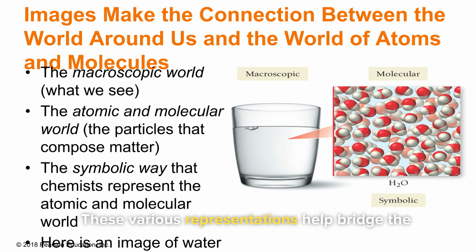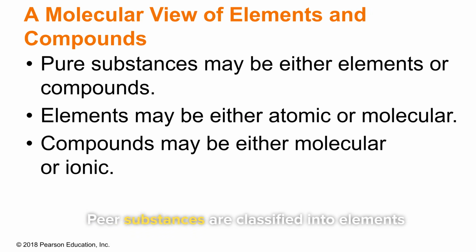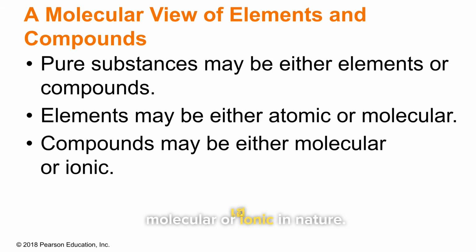These various representations help bridge the gap between our macroscopic observations and the microscopic world of atoms. By connecting what we see in the physical world to symbolic representations, we gain a deeper understanding of molecular structures. Pure substances are classified into elements and compounds. Elements can exist as isolated atoms or as molecules, while compounds are either molecular or ionic in nature. This classification is fundamental to understanding how substances behave.